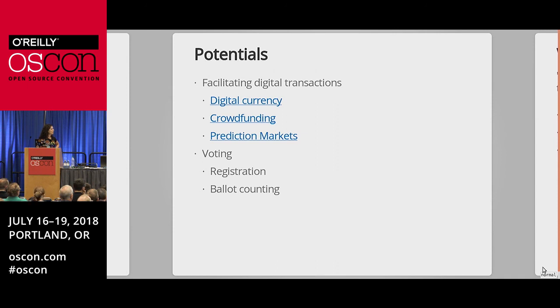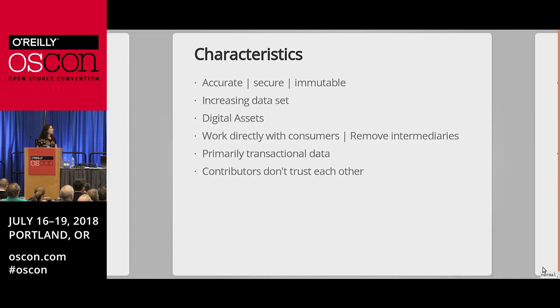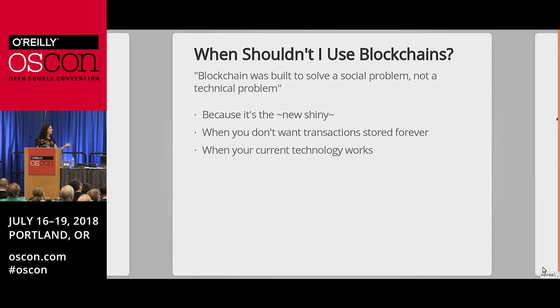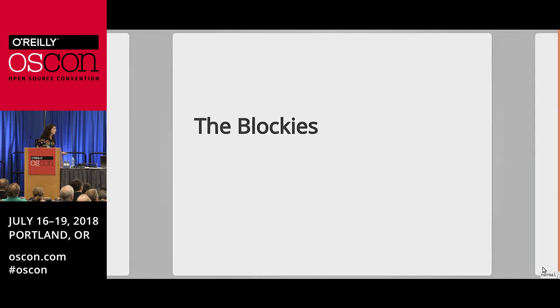Voting and the financial sector are good candidates because we want to facilitate trust. They have a lot of those digital aspects. We want them to be accurate, secure, and immutable. We're trying to remove the central authorities in both of these, so that makes them really good use cases. You should not use blockchain just because it's the new shiny thing, or if your current technology already works, then blockchain might not be for you. Don't use it just to use it.